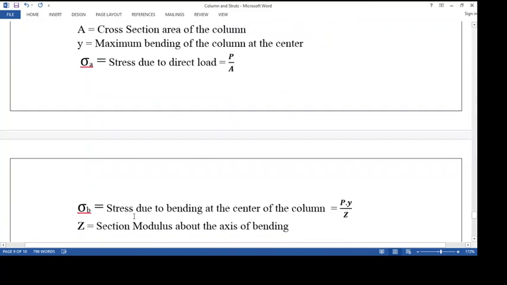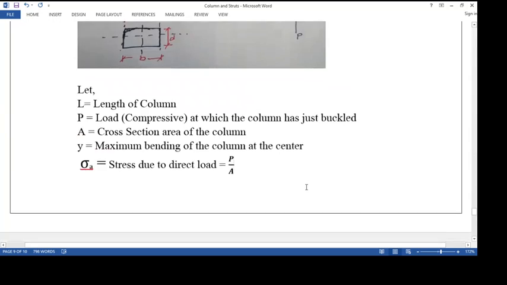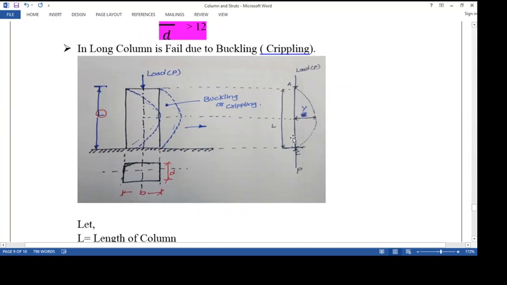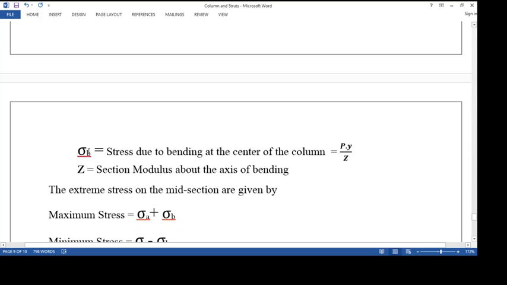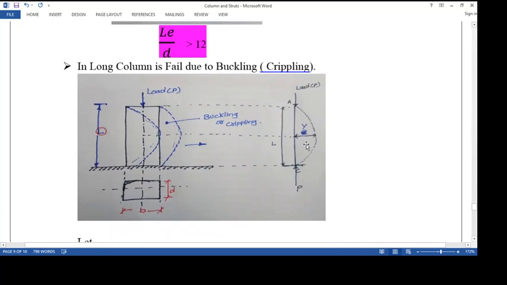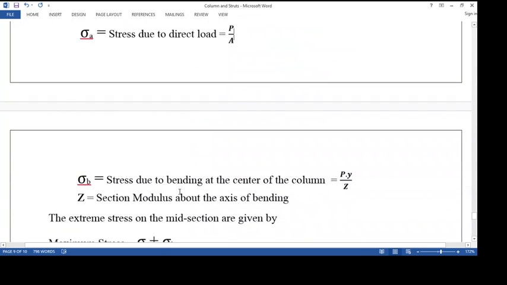At the same time, sigma B is the stress due to bending at the center of the column. How to calculate this one? Sigma B is equal to load times the maximum bending of the column at the center, divided by the section modulus. That is, P y divided by Z, where Z is the section modulus. You get the stress due to bending at the center of the column, sigma B.